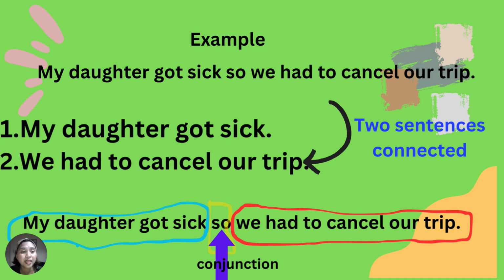So the first sentence is my daughter got sick, and the second one is we had to cancel our trip. So what you're going to do is you put the conjunction word so that the two sentences will become connected and it will become a compound sentence. For example, my daughter got sick, so we had to cancel our trip.